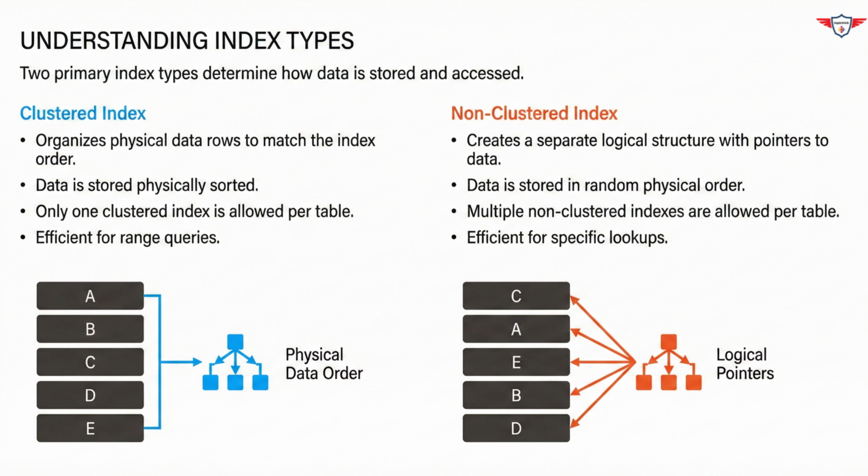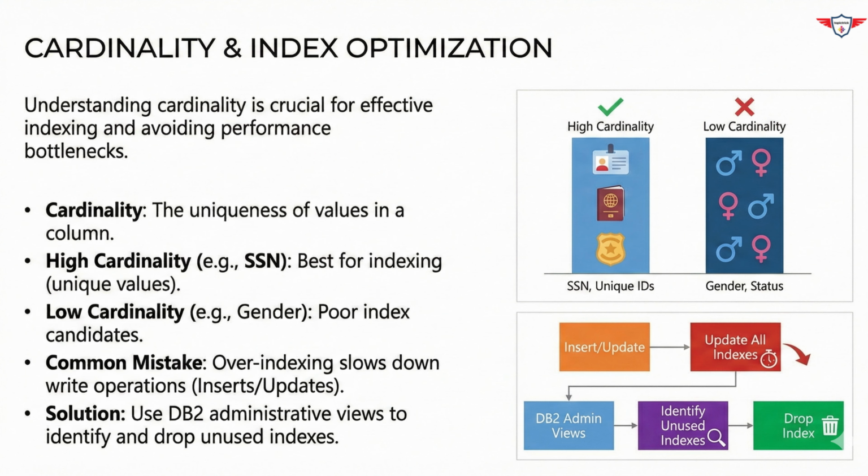The most important concept here is cardinality. Cardinality refers to how unique the values in a column are. A column like Social Security number has high cardinality because every value is unique. A column like gender has low cardinality. Indexes work best on columns with high cardinality.